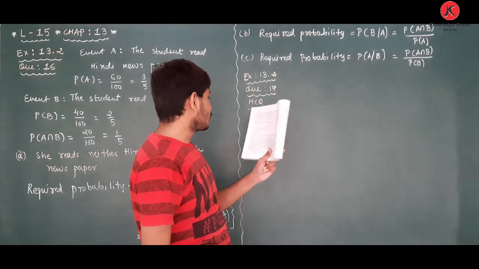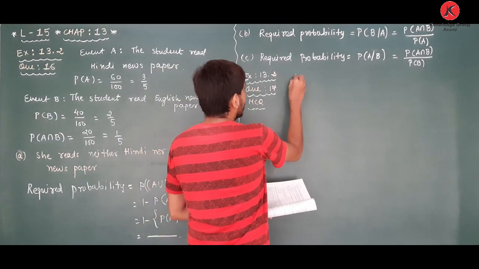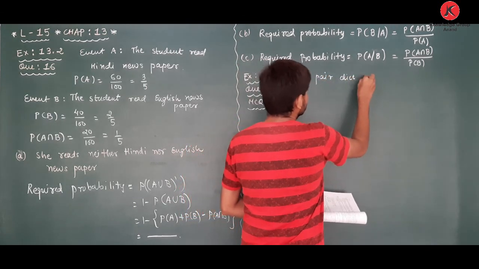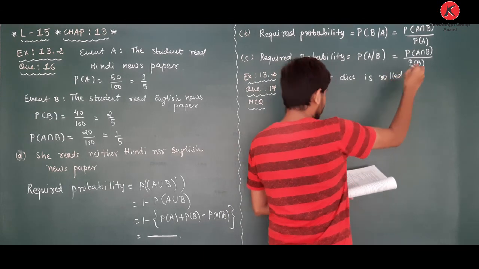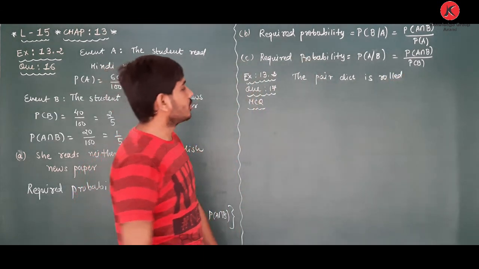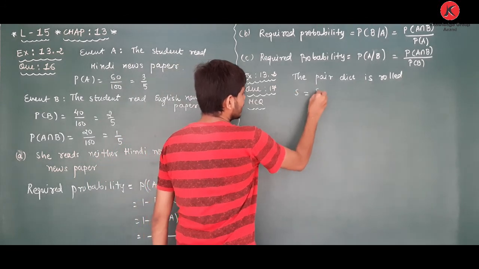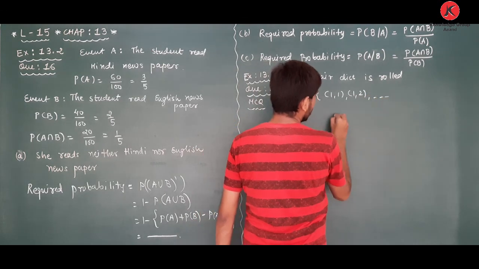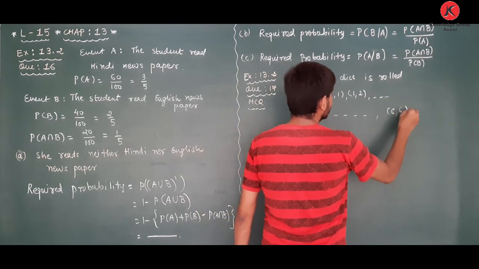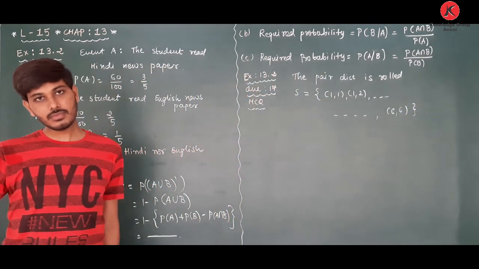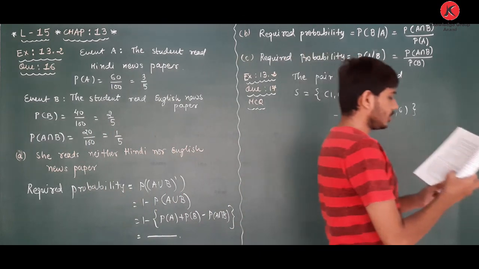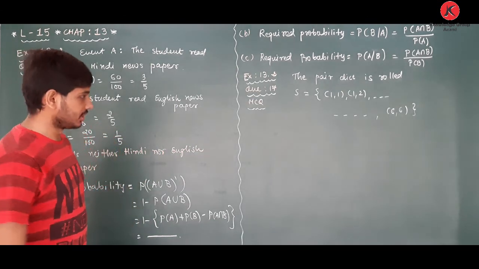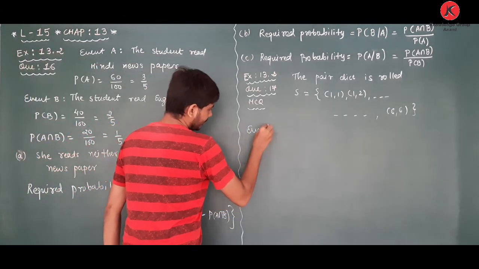For this question the pair of dice is rolled. So if you roll a pair of dice, obviously your sample space S would be 1 1, 1 2, 1 3, and so on up to 6 6. You can write it yourself or not write everything. Okay, now let us take our event: obtaining an even prime number on each dice. Let us take event A.